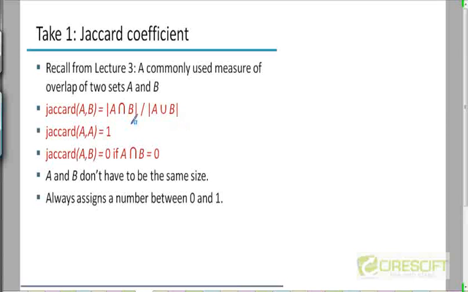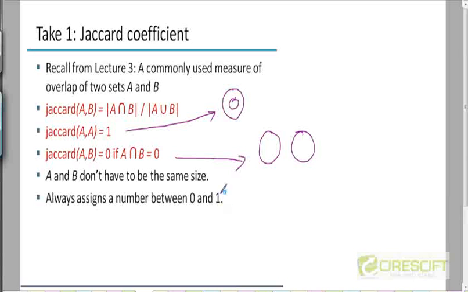And this coefficient is always between 0 and 1. It's 0 if the two sets are completely disjoint, that is, if there is no overlap. And it's 1 if the two sets are completely overlapping. Oh, sorry, if one is a subset of the other, then you would still have a value that is less than 1. So it's going to be 1 only if the two sets are actually identical.